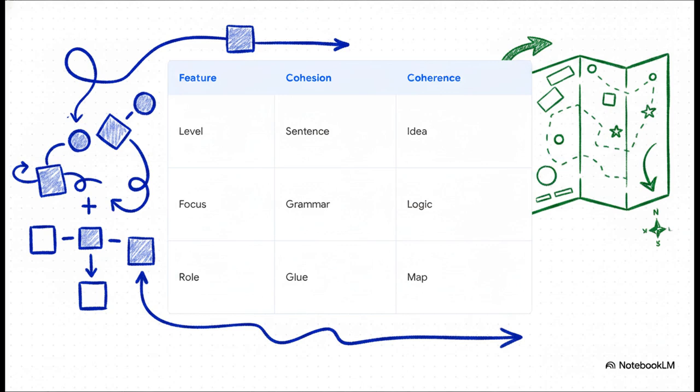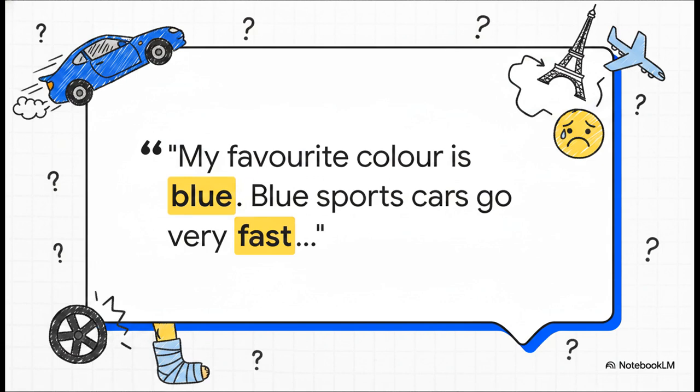Coherence, on the other hand, lives at the idea level. It's the rhetorical logic and the clarity of your text. It's basically the map of your overall argument. And the crazy thing is, you can actually have one without the other, which results in some seriously strange writing. Let me show you exactly what I mean. Check out this famous blue car example.